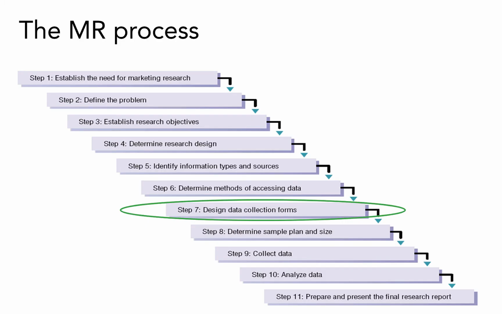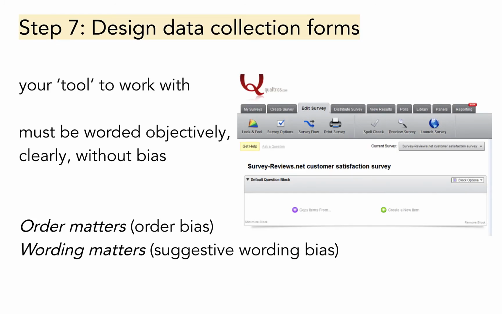Next step would be designing your data collection forms. You're basically going to design a survey. And there are several survey design tools, and the one we're going to cover in this class is called Qualtrics, so I'll teach you how to work with that. But either way, when you collect data, you want to make sure that the tool you work with, whether that's a questionnaire or an interview guide, is worded objectively, clearly, and without any bias. So order matters. The order in which you ask your questions matters a lot, because a question that precedes another question could influence people's answer to a subsequent question. So the order in which you place them definitely plays a role.